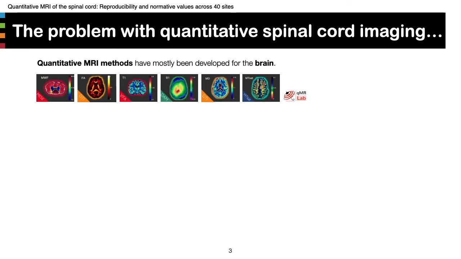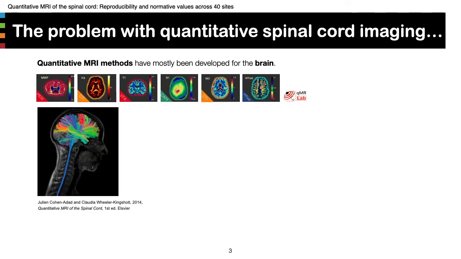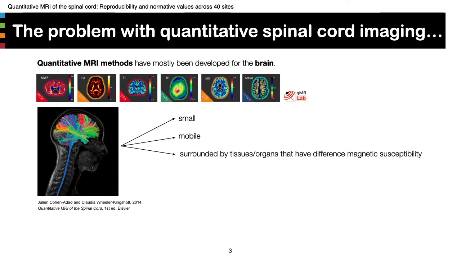Quantitative spinal cord MRI is challenging for a number of reasons. Firstly, quantitative MRI methods have historically been developed for the brain, and in order to apply some of these methods to the spinal cord, they need to be adapted and optimized to meet the unique challenges presented in the spinal cord region, such as its small size, its mobility, and the fact that it's surrounded by tissues and organs that have different magnetic susceptibility. Many of these challenges are being addressed.